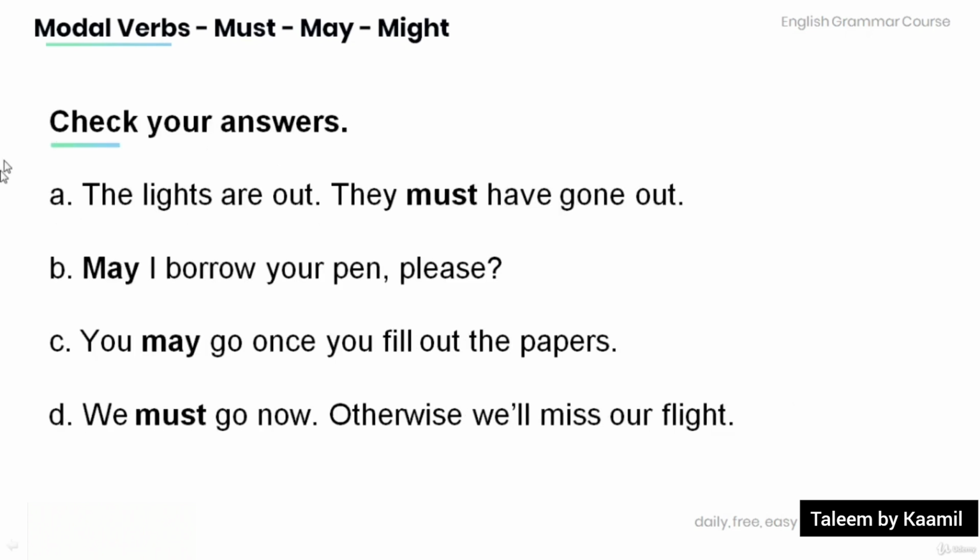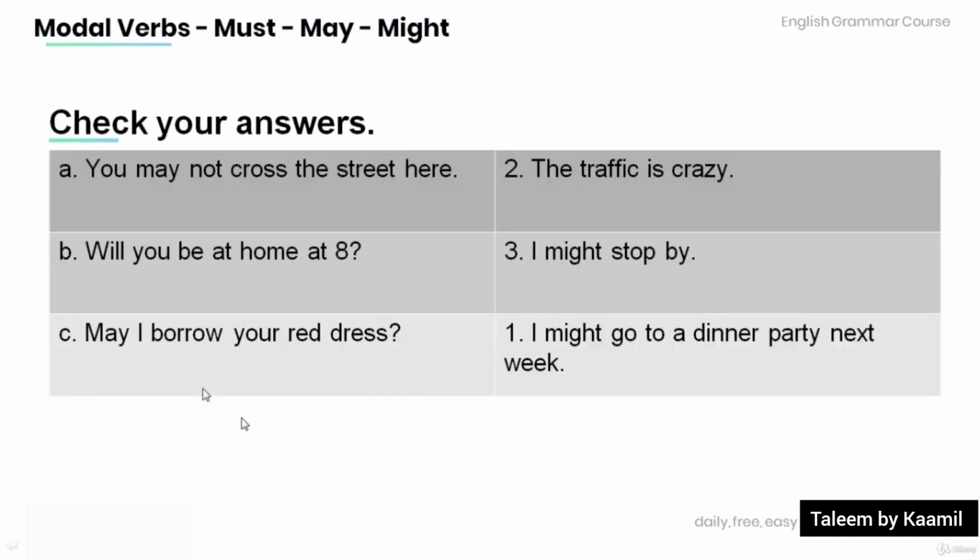And now, let's check your answers. The lights are out. They must have gone out. May I borrow your pen, please? You may go once you fill out the papers. We must go now, otherwise we'll miss our flight. You may not cross the street here.